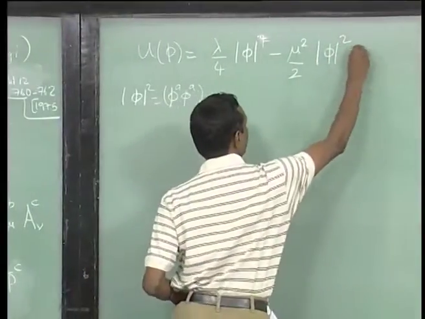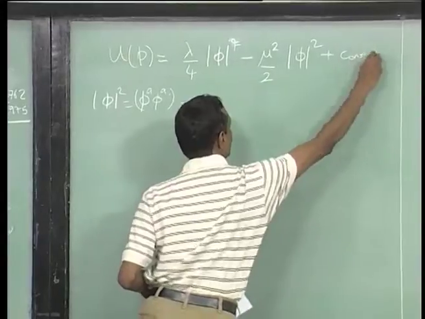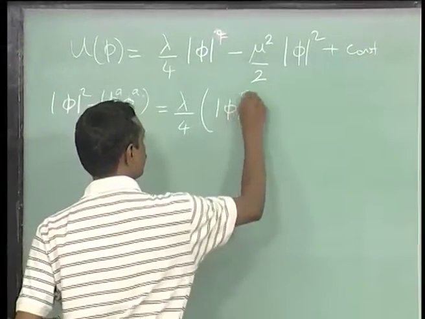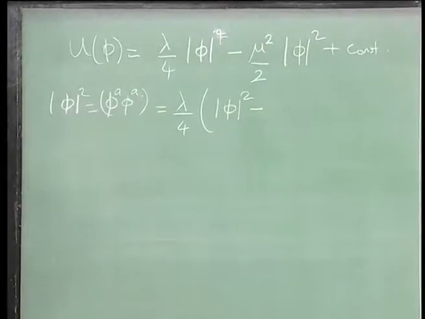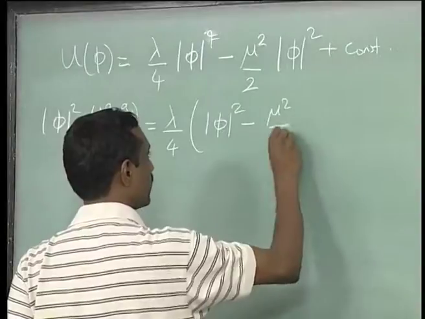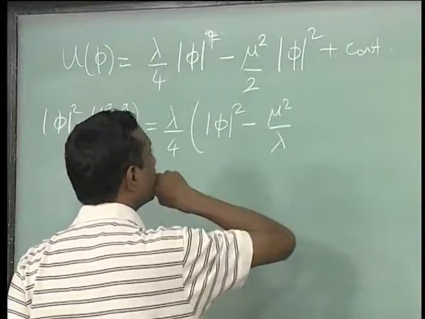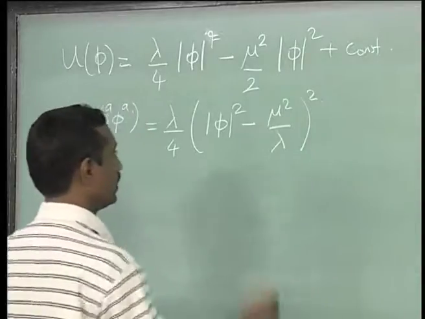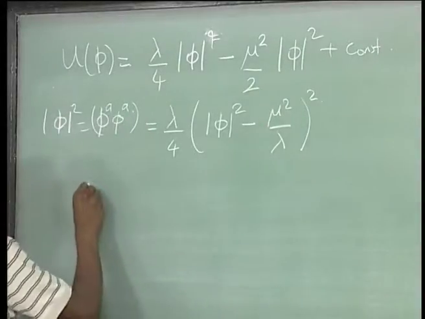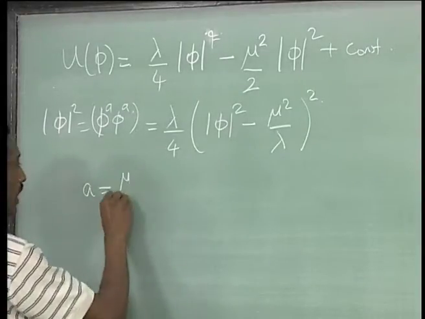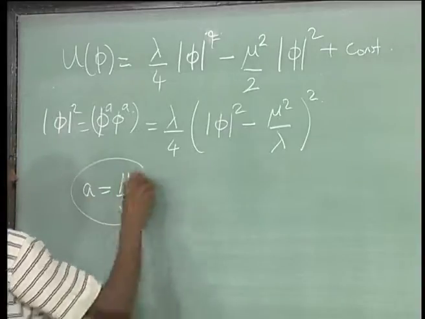And so, this is our canonical, this is our normal potential, which I can rewrite up to a shift plus some constant. We would have usually written it as a square, but a little bit of thought will show you that this is nothing but lambda over 4 times (mod phi square minus mu square upon lambda) whole square. Okay. So, what we would have called A in the one potential which I have been using in this course would be mu by square root of lambda, just to remind you.